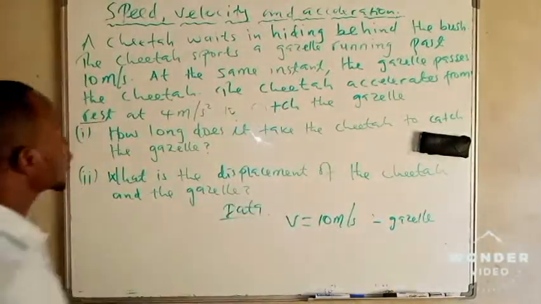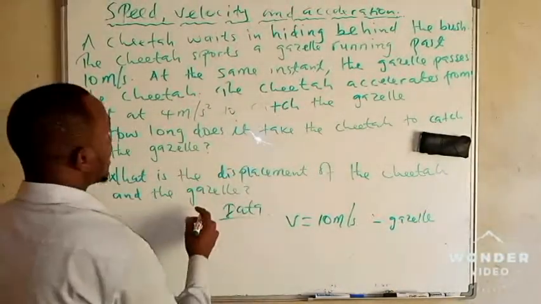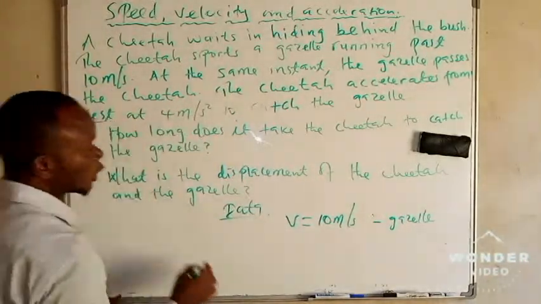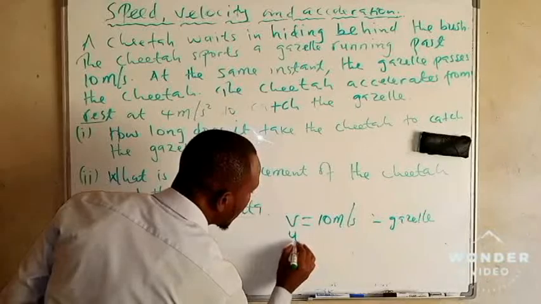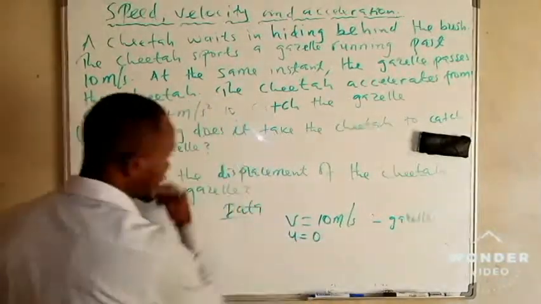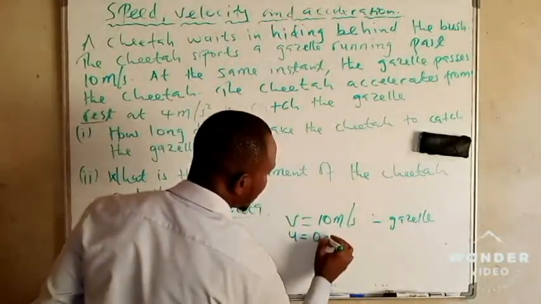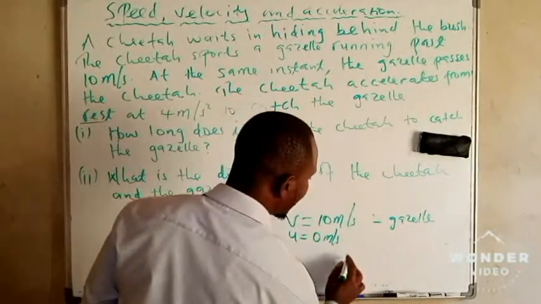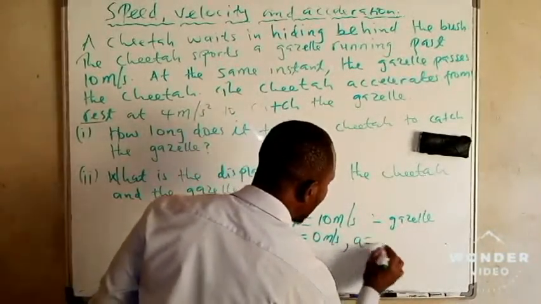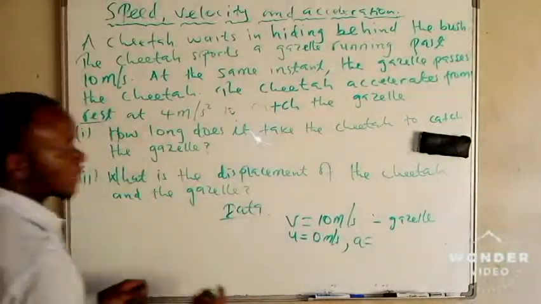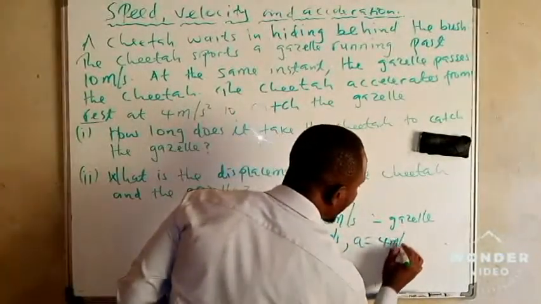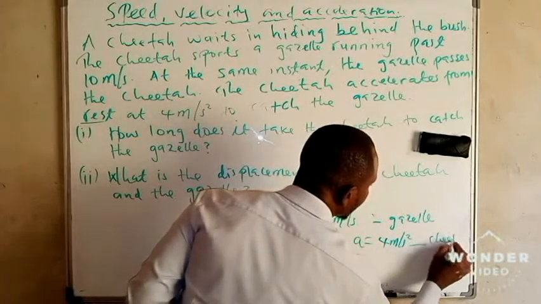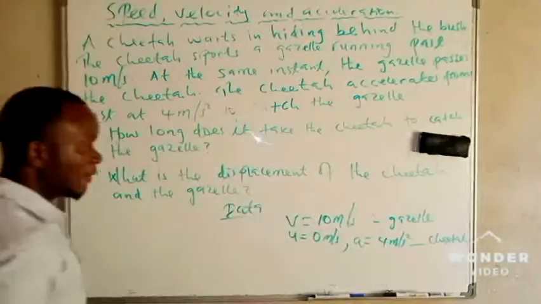Then we also have the initial velocity for the cheetah, which was beginning from rest, meaning 0 meters per second. The final velocity we haven't been given, but we have the acceleration, which is 4 meters per second squared. This is for the cheetah. So this is the information that we have.